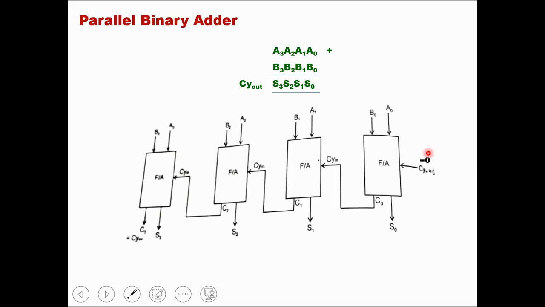So we are giving the input as A0, B0 to the first full adder. The sum output is taken as S0. This carry output is given to the carry input of the second full adder. So here we have 3 inputs A1, B1 and carry in. This full adder produces 2 outputs which are sum 1 and carry 1, and this carry 1 is passed over to the next full adder, and if the carry is generated by this full adder, it is passed over to the next full adder. Finally, we get the carry out and 4 sum outputs. So this is the 4-bit parallel binary adder.